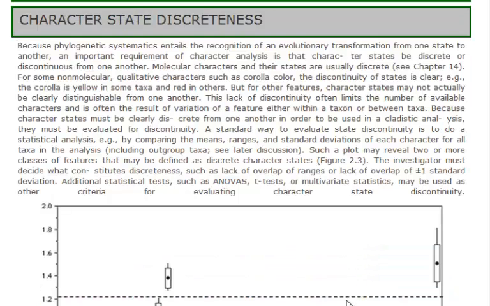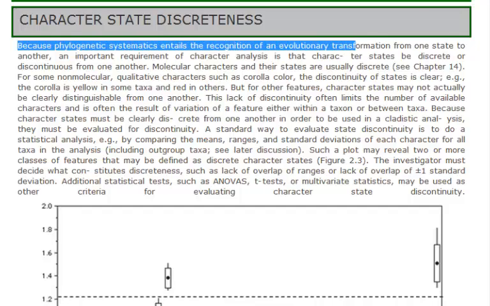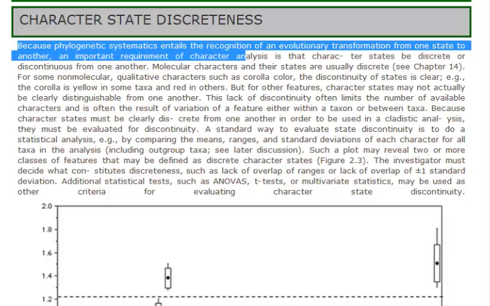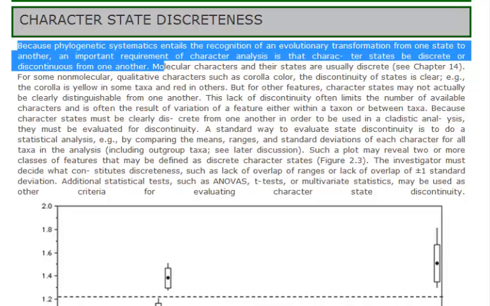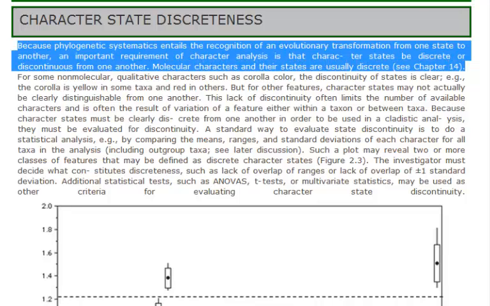Character state discreteness. Because phylogenetic systematics entails the recognition of an evolutionary transformation from one state to another, an important requirement of character analysis is that character states be discrete or discontinuous from one another. Molecular characters and their states are usually discrete.